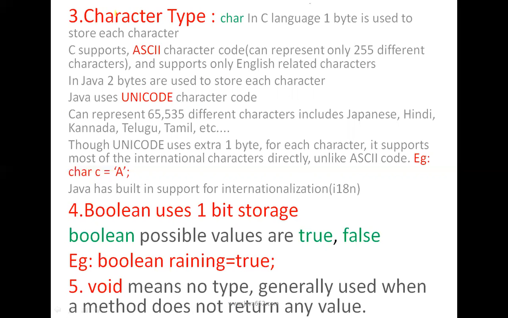In C language, you can store only English-related characters. But in Java, you can store Japanese, Chinese, Hindi, Kannada, Telugu, any language. So the size of char in C language is 1 byte. Here the size of char is 2 bytes.